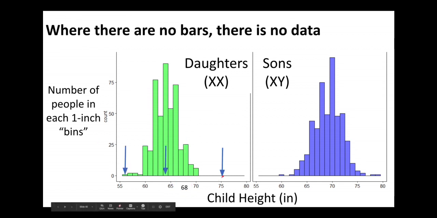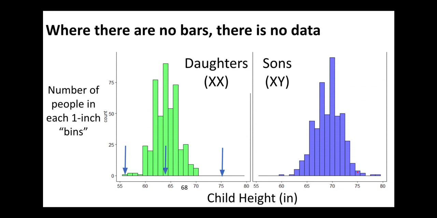Where there are no bars, that means there were no individuals that fell in here. So there was only one individual in, it looks like, the 56-inch bin. There were a lot of individuals in the 64-inch bin, but none in the 75-inch bin. Then we can compare that. We can compare the range and distribution to the XY data over here. We can see that there were individuals in the 75-inch bin over here.